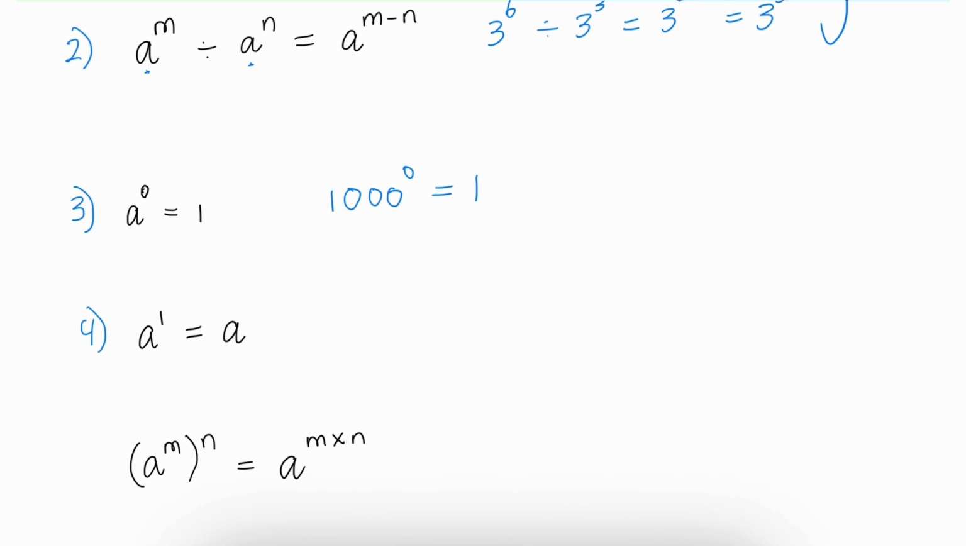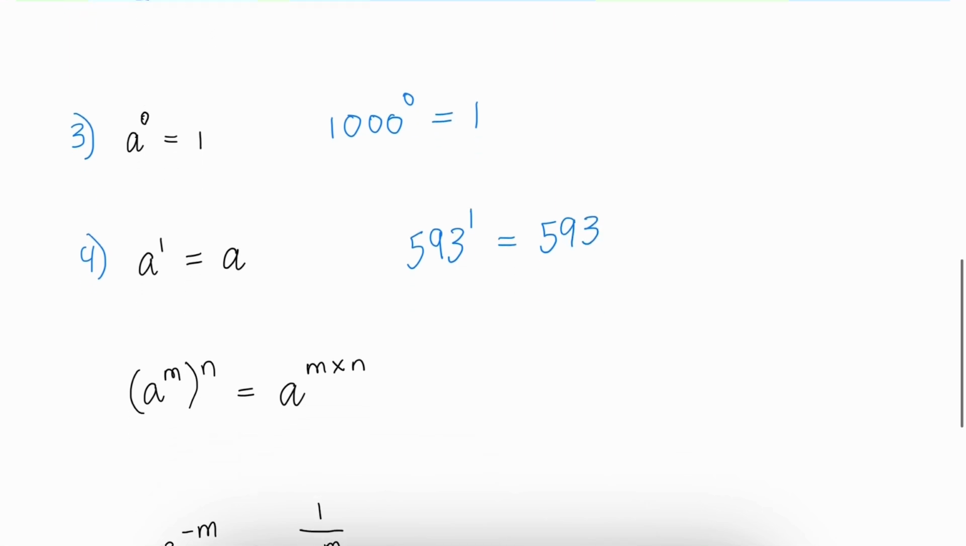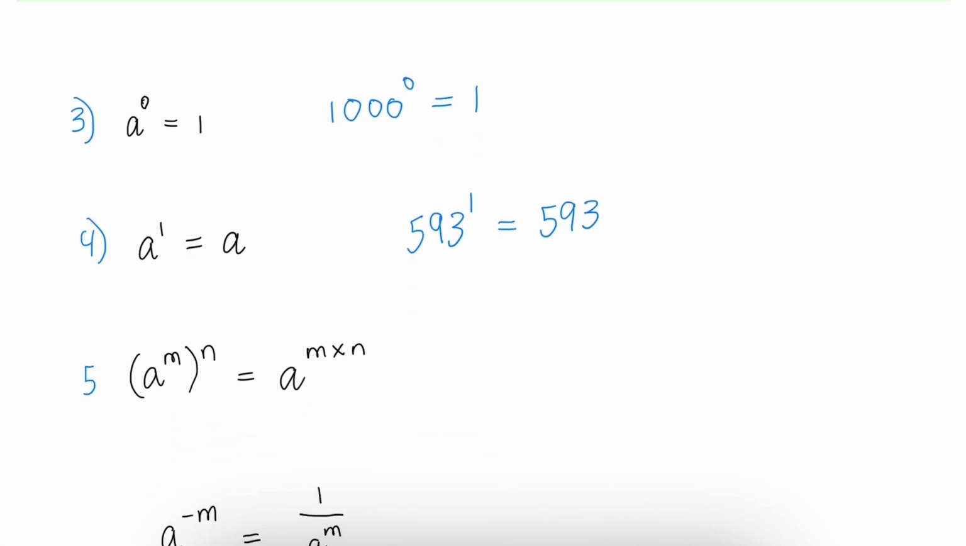Number 4, a to the power of 1 is a. So any number raised to the power of 1 is itself. So even if you had 593 raised to the power of 1, it'll still just be 593.